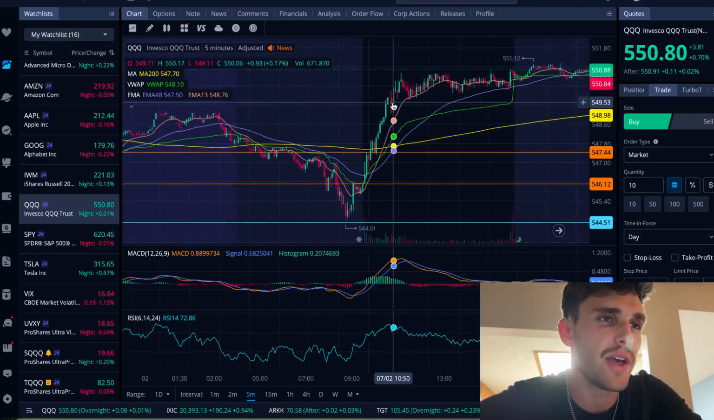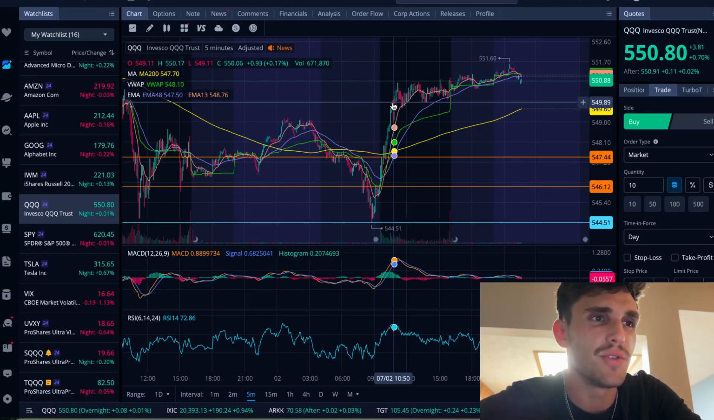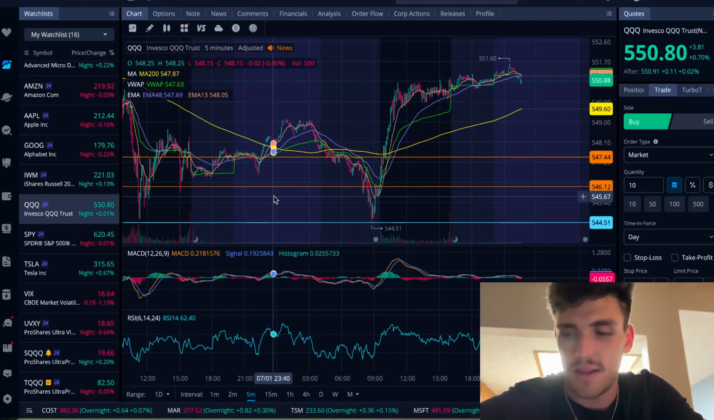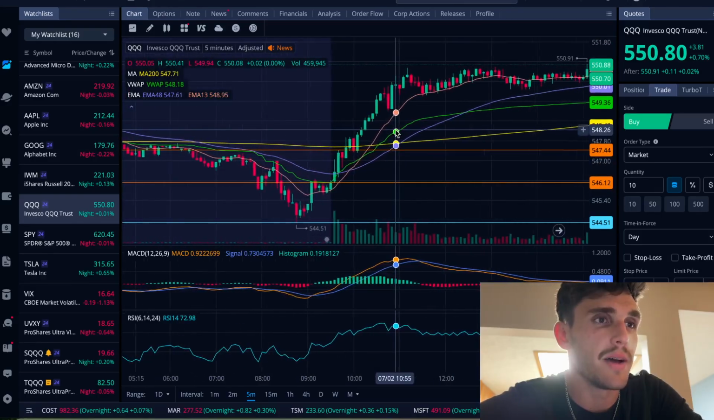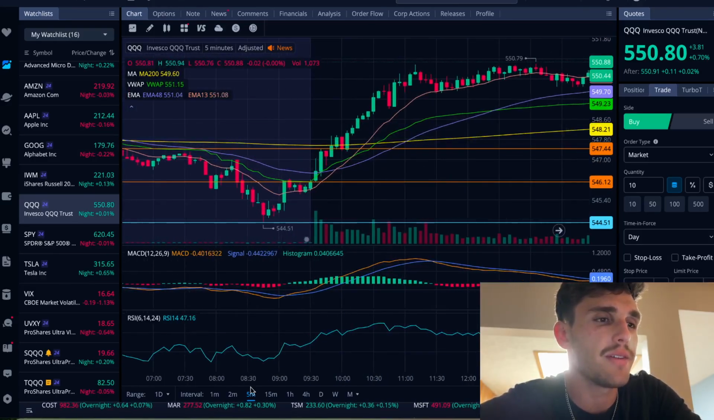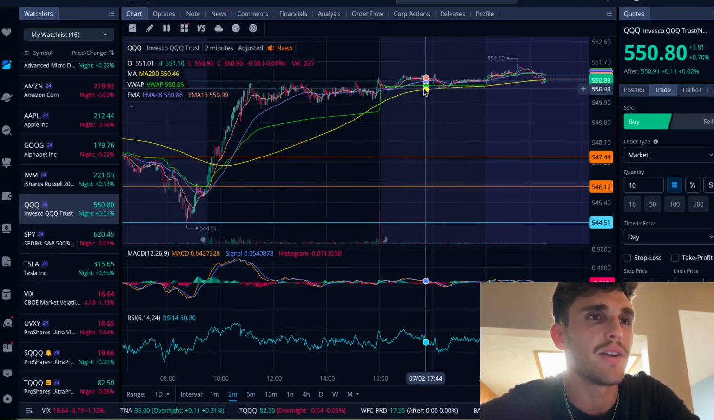Unfortunately, I did not catch that, and that's simply due to the fact that we basically started chopping around in that area. I just didn't like the price action in that area.